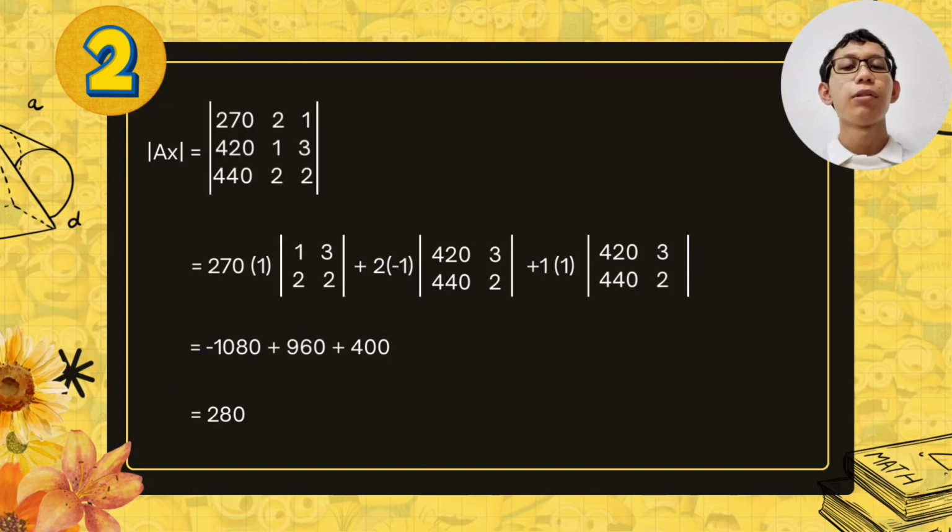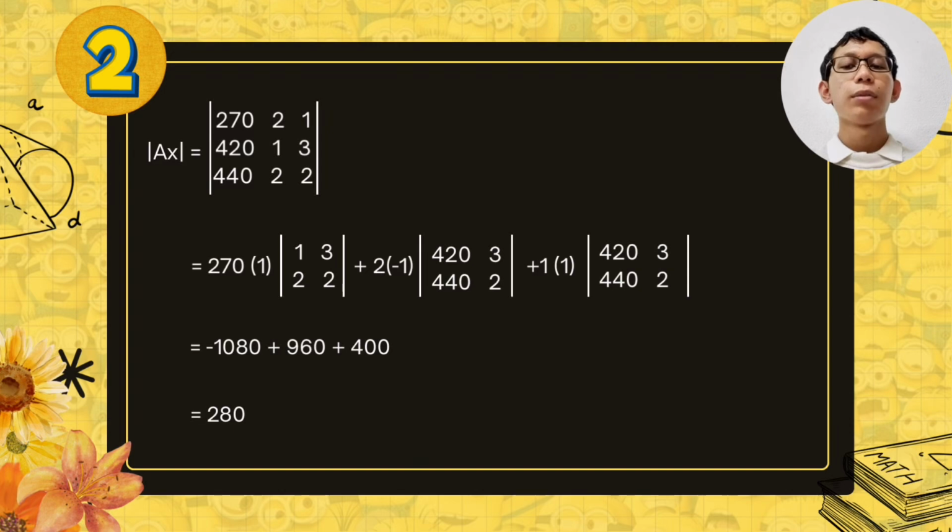But first, we need to substitute the B matrix values into the first column of matrix A. Then, we use cofactor expansion again with the new matrix to find the determinant of AX. So, we multiply each element of the first row with its respective cofactor and add up all the products. For the first row and first column, we multiply element A11, which is 270, with its minor, by deleting the first row and first column to get the determinant.